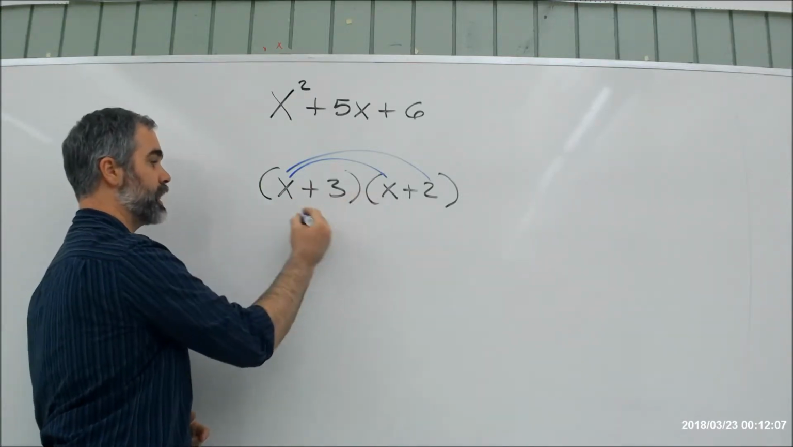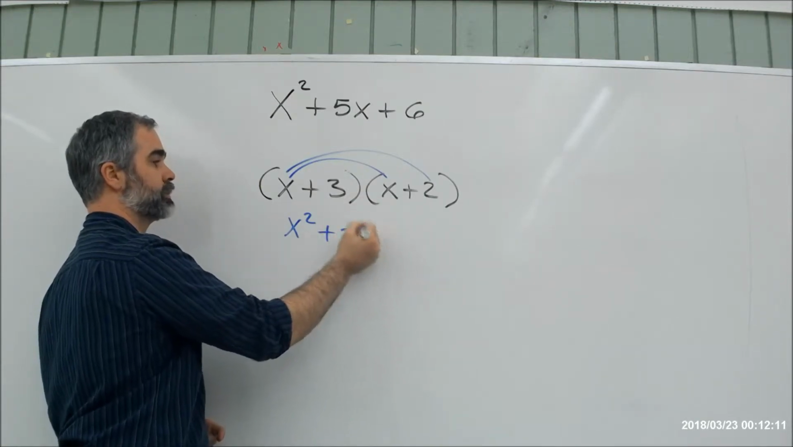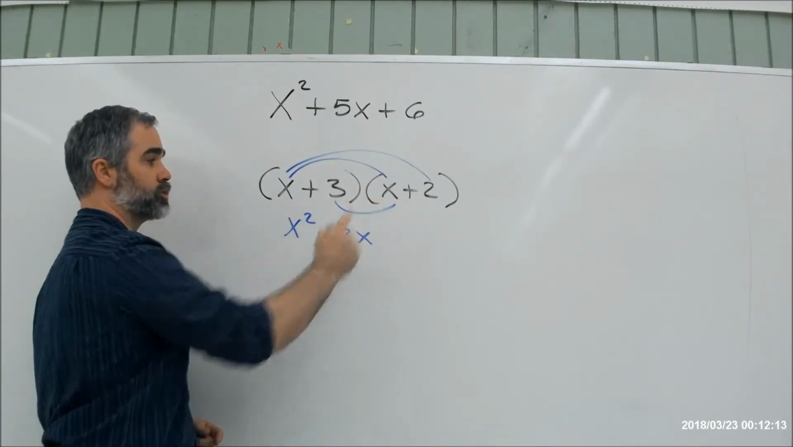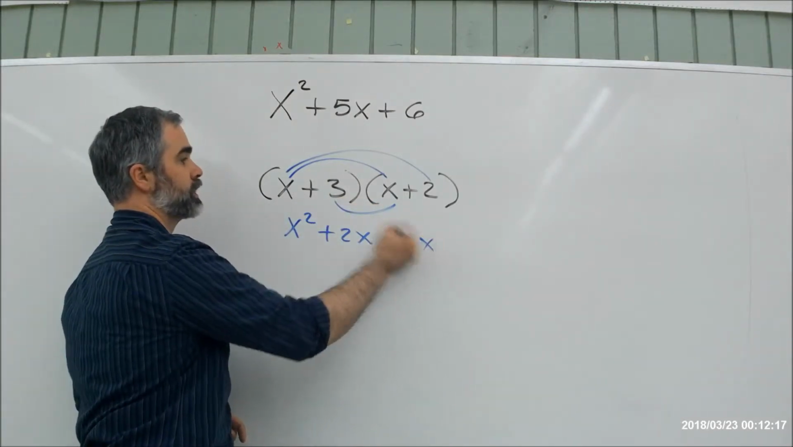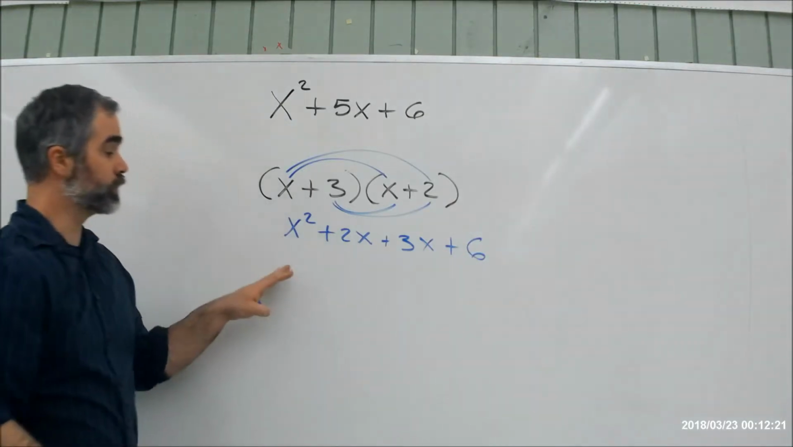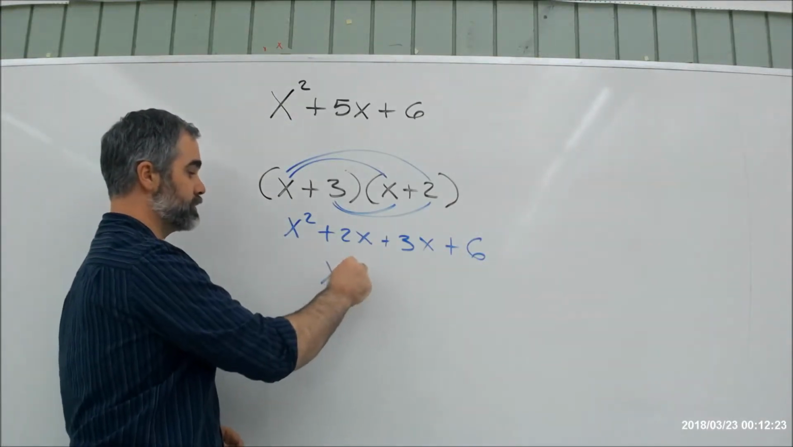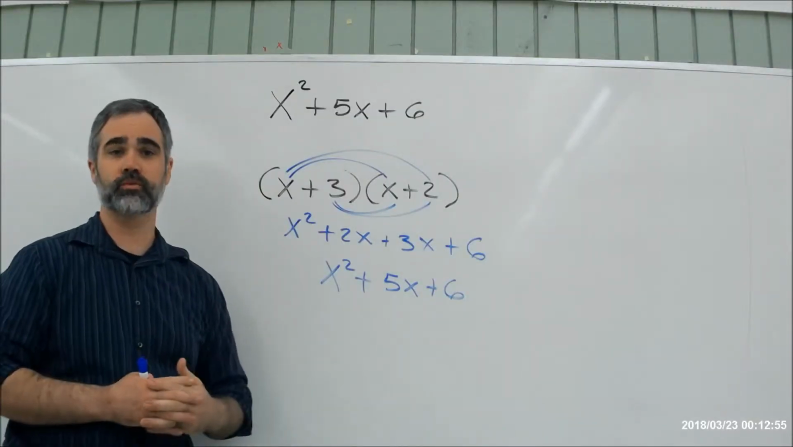So x times x gives you x squared. x times 2 gives you 2x. 3 times x, again, we're going to distribute twice. So 3 times x gives you 3x. 3 times 2 gives you 6. We can combine like terms, and you'll see these are exact opposites of each other. Really important to realize that.